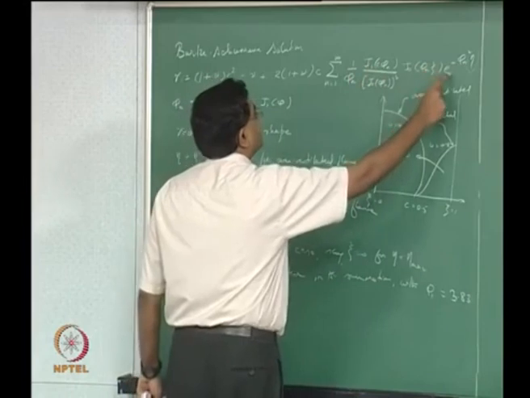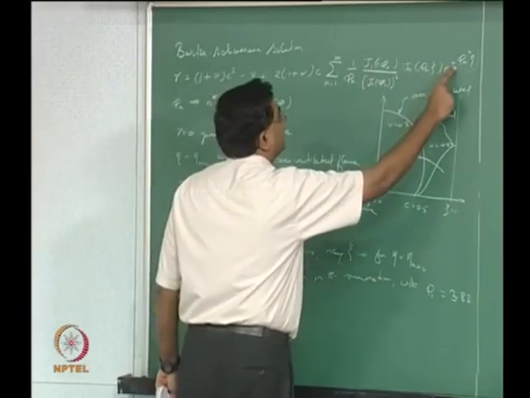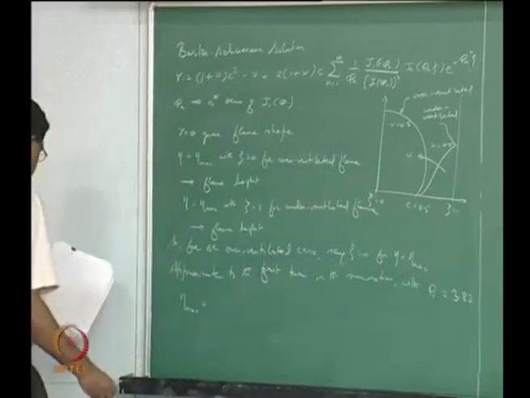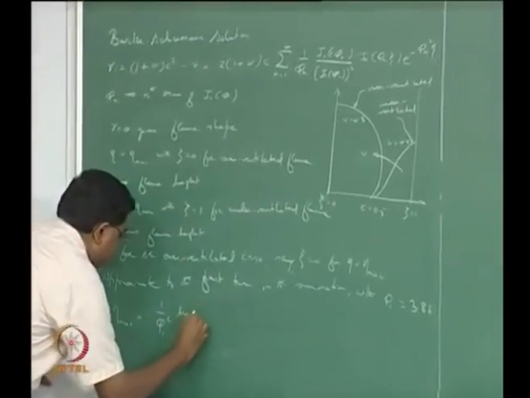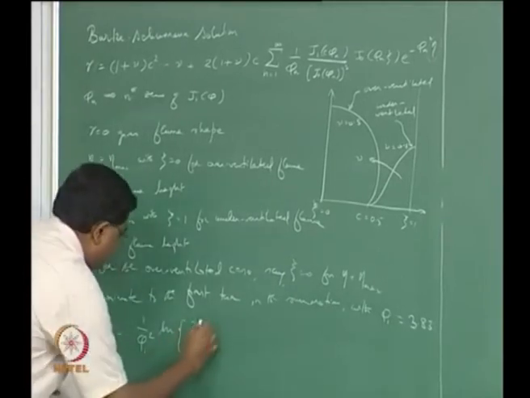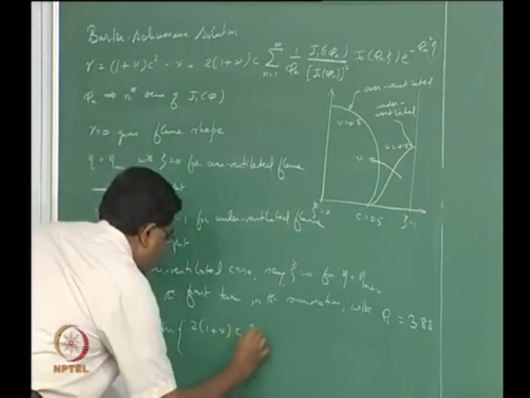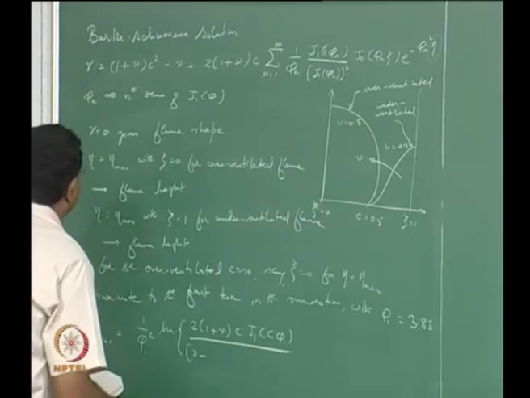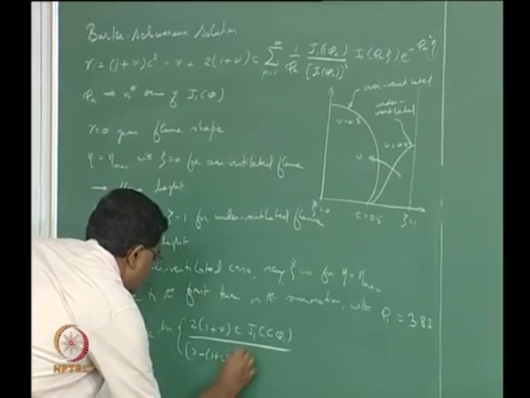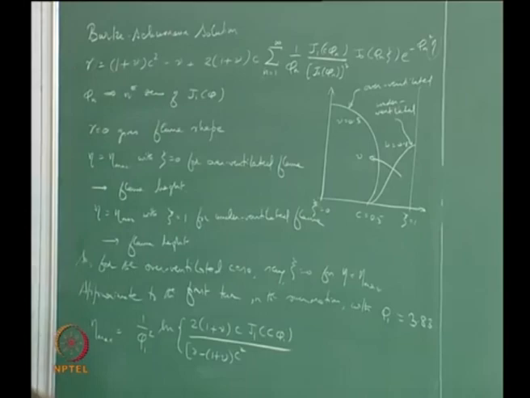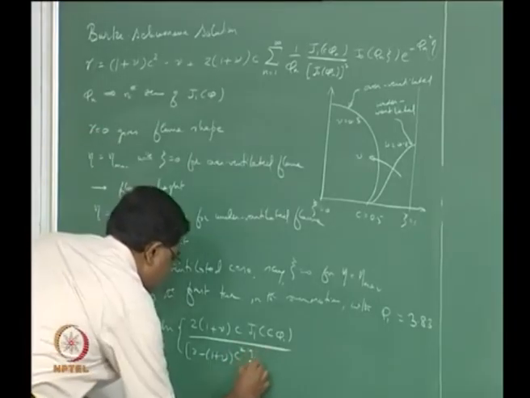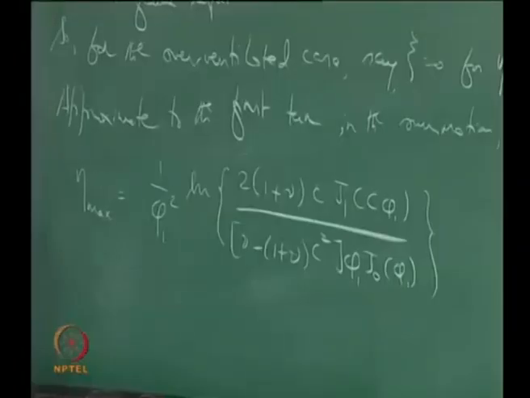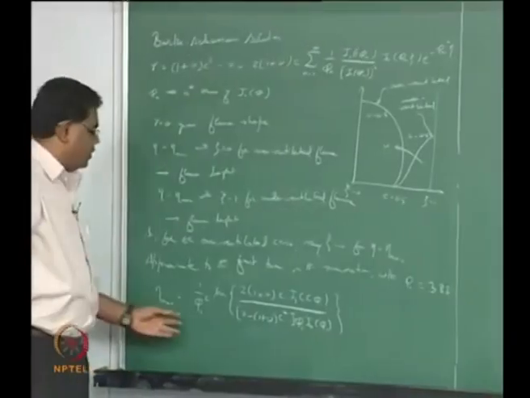So if you now want to flip everything and take a natural logarithm, then you will get a phi n squared eta, eta equals eta max, and therefore if you now get the phi n squared also to the denominator on the other side, you will get it as 1 over phi 1 squared natural logarithm of twice of 1 plus nu times c J1 of c phi 1 divided by nu minus 1 plus nu c squared. When this goes to the left hand side, you get a negative sign. So this flips, times phi 1 J0 of phi 1. So this gives you a good idea of what the flame length should be.